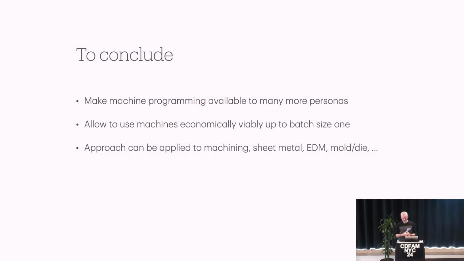Good, but to conclude, we were able to successfully roll it out in these two solutions. We really see that we're able to make machine programming available to many different personas that historically wouldn't be doing CAM programming. We're able to get the economics of generating machine programs really down, where it's viable to actually have batch size 1, where you can create individual parts using machines. And this same approach I presented here could be applied to machining. There are several companies now active in the space: sheet metal, EDM, molten die.